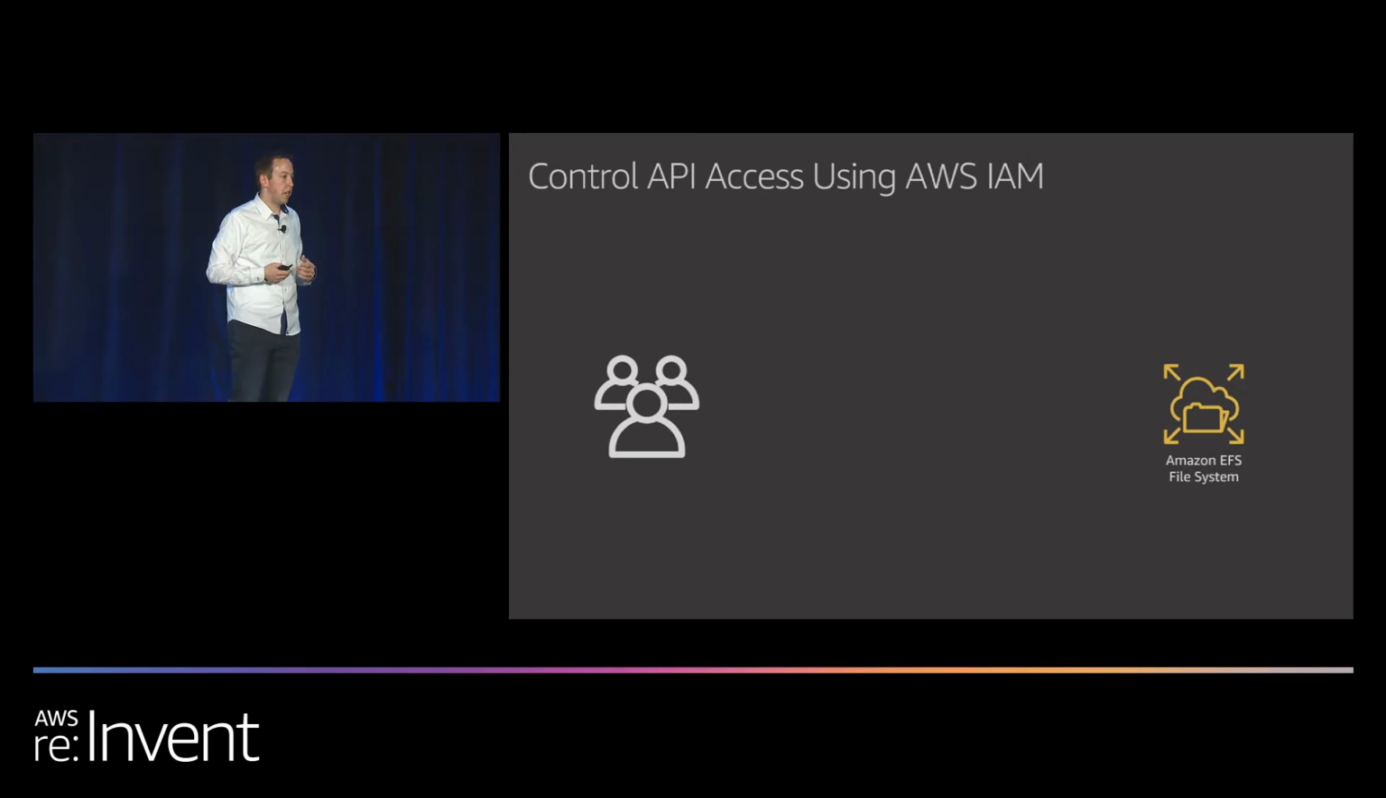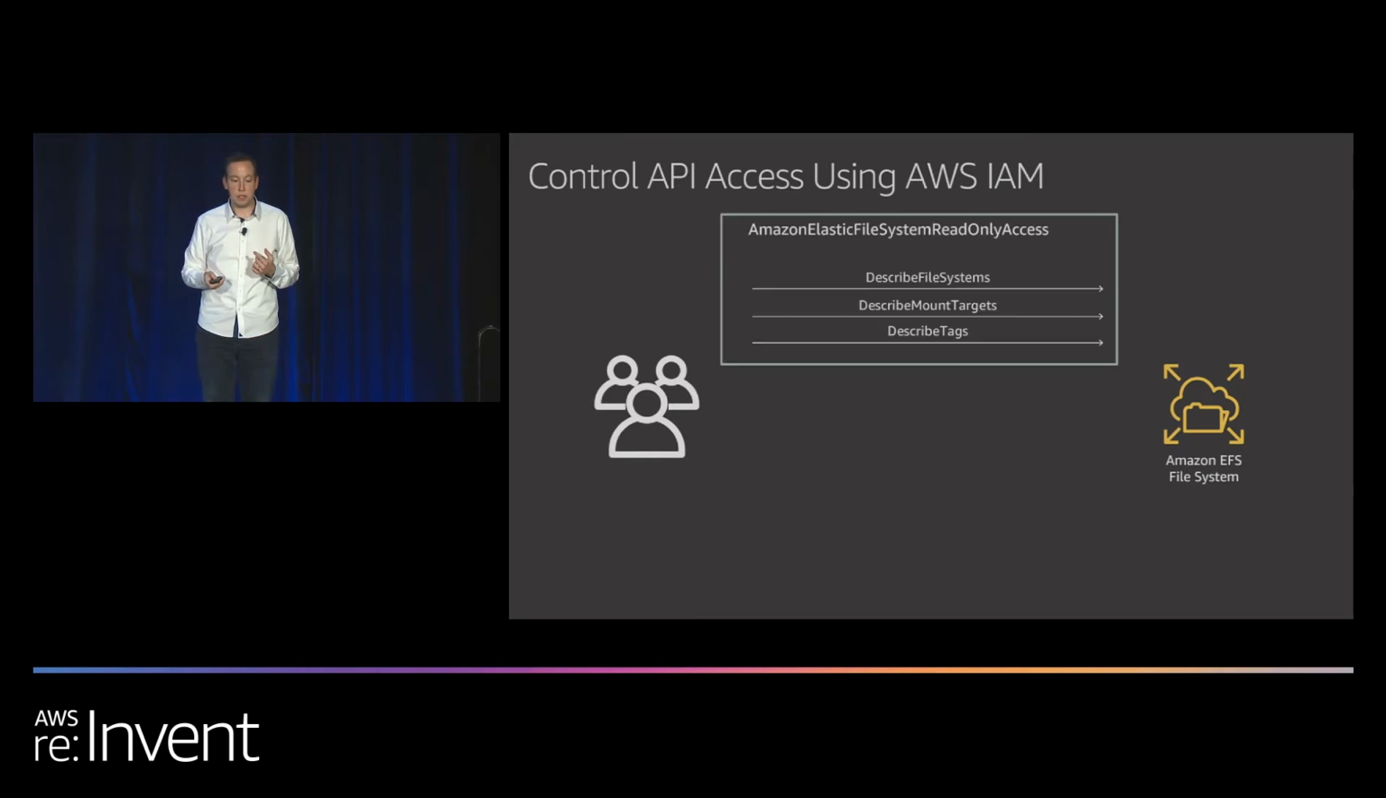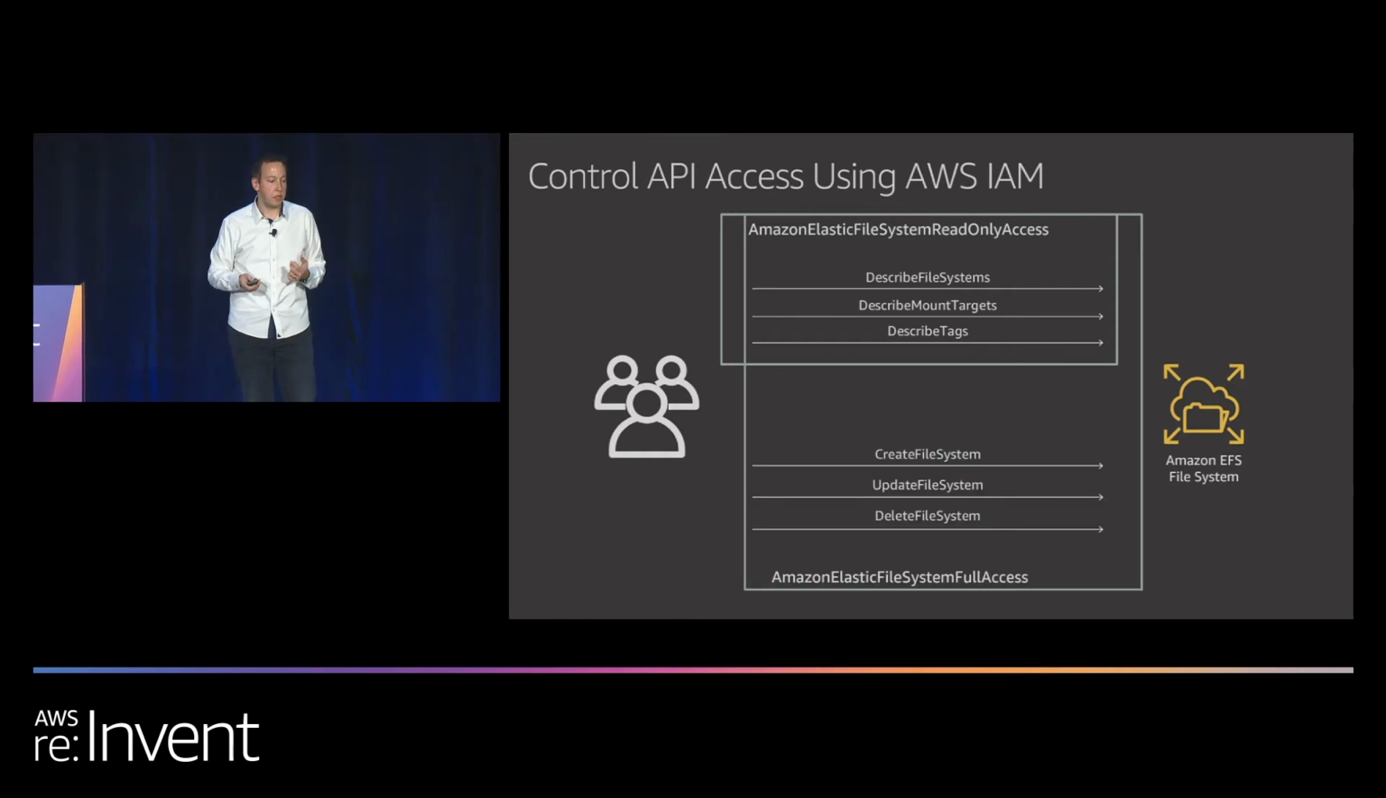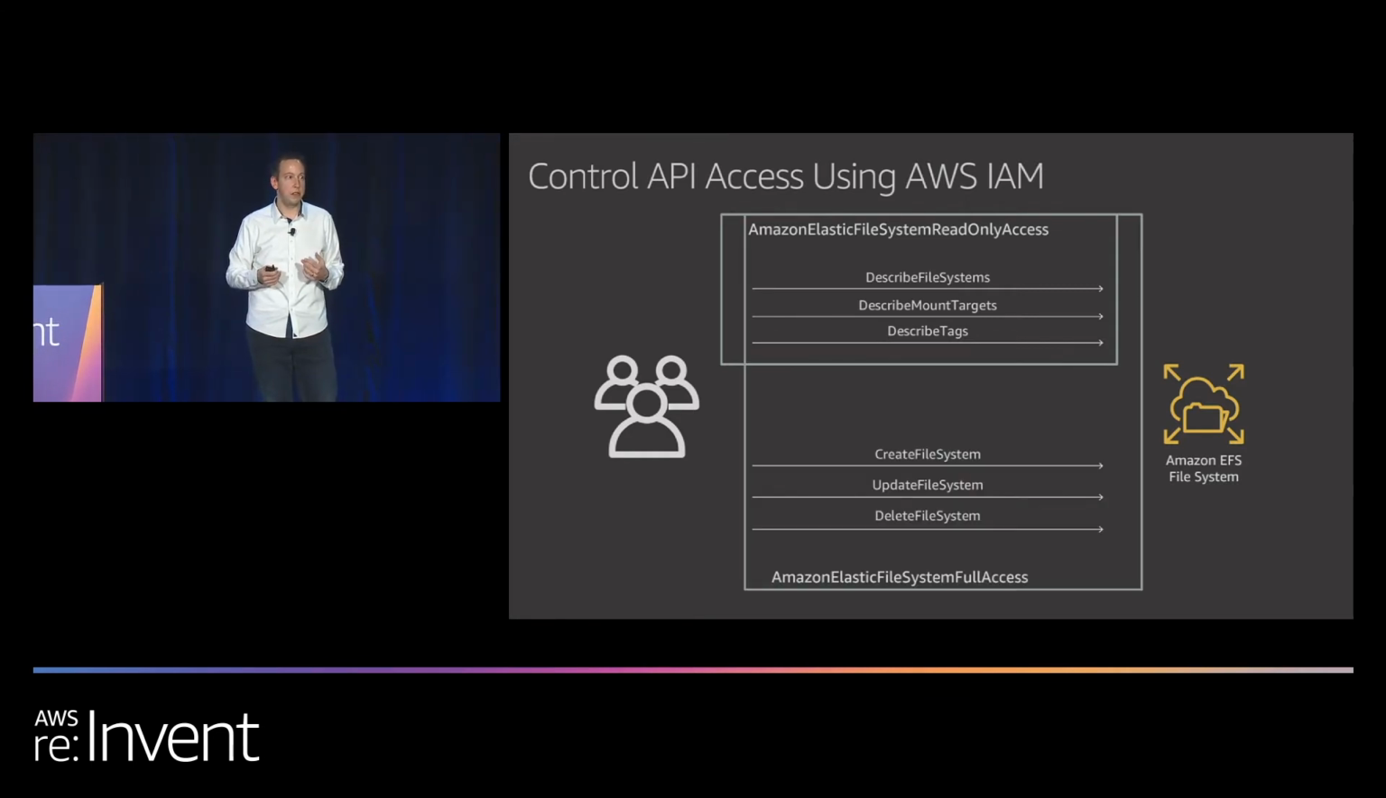Next, like I mentioned before, you can control administrative access to the EFS API through IAM. The easiest way to do that is to attach our managed policies. We have two EFS managed policies. One is Elastic File System read-only access, which lets you describe file systems and describe mount targets. This is a permission you can give to your users just to make sure they can discover their file systems and know how to connect to them. There's also full access, which allows you to create file systems, update them, and delete them.